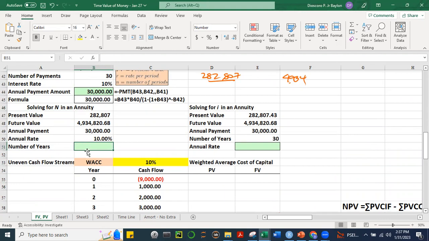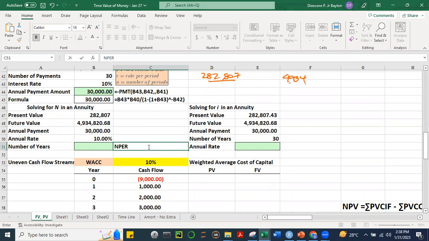I'll give you 1 minute. Use an Excel function. Since we're solving for N, the Excel function should be NPER. Use NPER and solve for N, and we expect the answer to be 30. So kindly chat your answer, your formula.